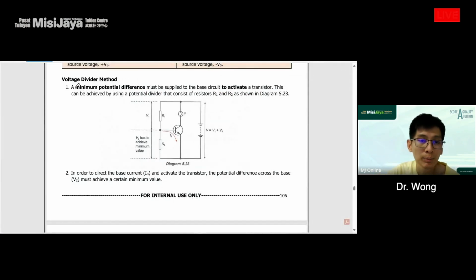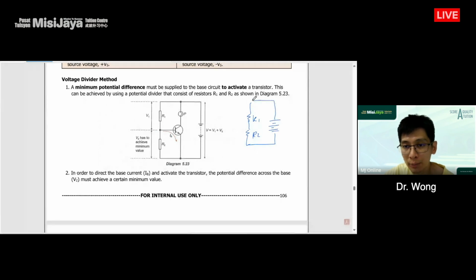As you can see here, a minimum potential difference must be applied at the base circuit to activate the transistor. This can be achieved using a potential divider that consists of R1 and R2. Last time the teacher explained what a potential divider is. It is just like having R1 and then R2, connected to a battery. The values of R1 and R2 will determine the voltage at V1 and also V2.